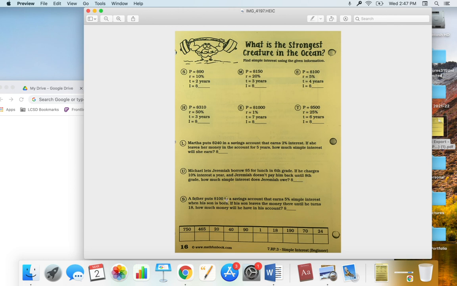The last one, a father puts $100 into a savings account. That's going to be your principal. Oh, and don't forget to write the formula. I equals P times R times T. The 5% simple interest is your rate. Change that to a decimal. And if his son leaves the money there until he turns 18, so that's 18 years, that's your time, how much money will he have in his account? When you figure out the interest, I equals P times R times T, you're going to have to take that number and add it on to the 100 to get your final answer.